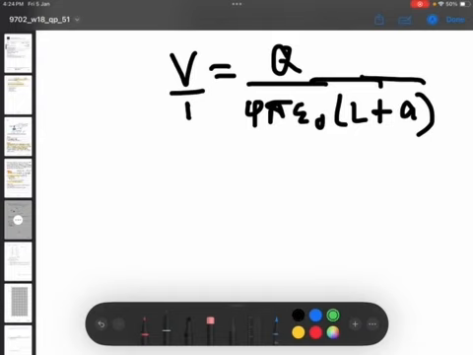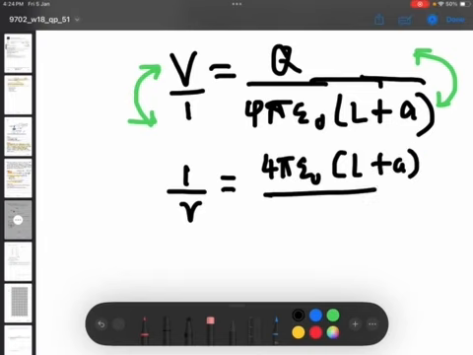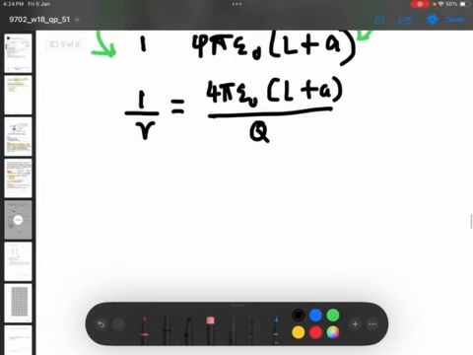Once I do this, I can invert both sides. Whatever I do to the left-hand side, I must also do to the right-hand side. If I invert, it would then be 1 over V is equal to 4 pi permittivity of free space times L plus A, over Q. So one step is done. We have 1 over V on the y-axis made the subject of the formula.